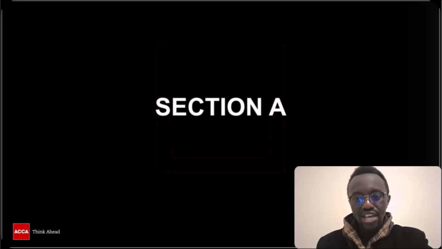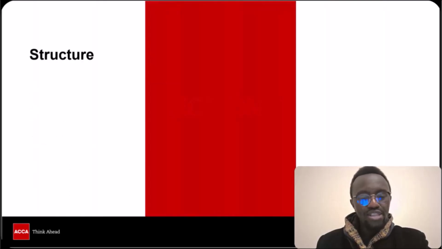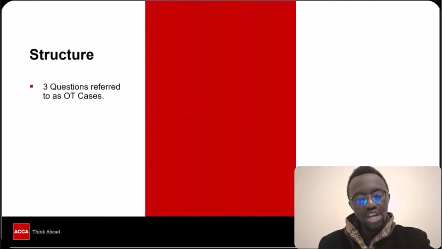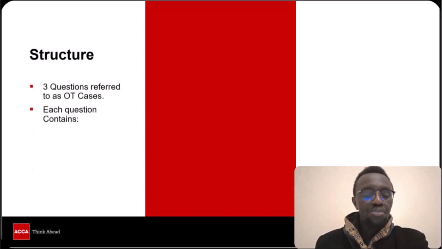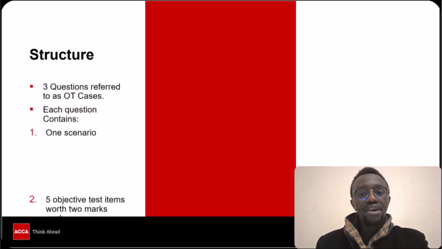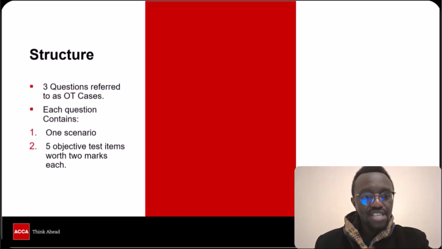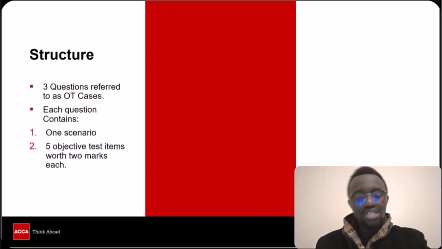Now with section A, what we want to know here, the first thing here, is the structure. There are three questions referred to as OT cases in the paper, and you do appreciate the fact that each question contains one scenario, 5 objective test items worth 2 marks each. So that would automatically give you about 15 questions. And if they're 2 marks each, that's about 30%, isn't it?